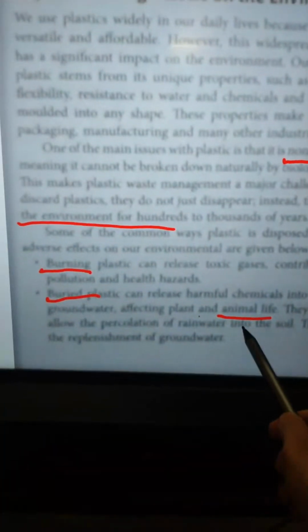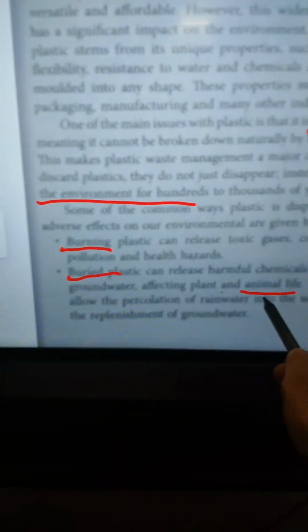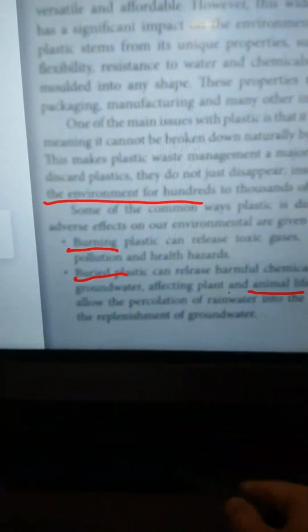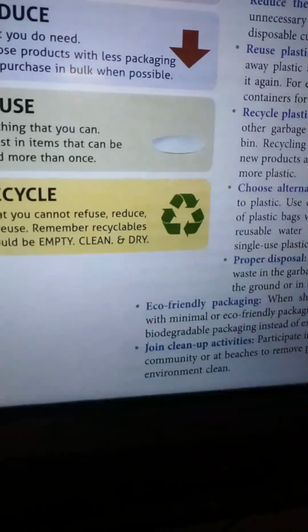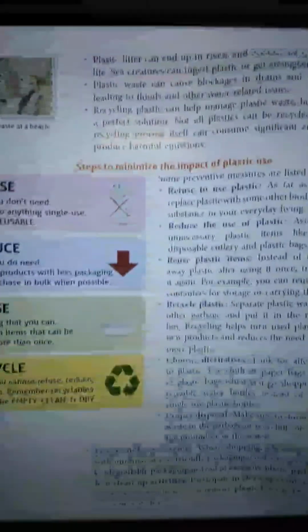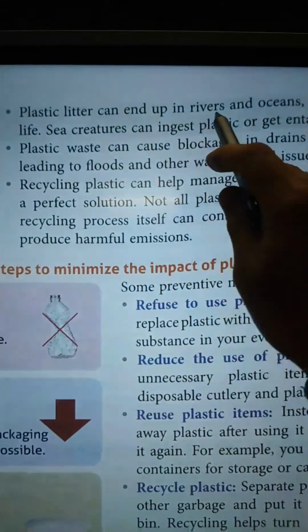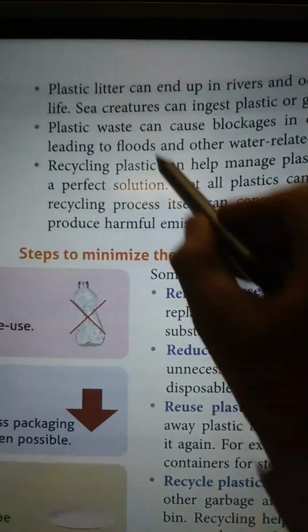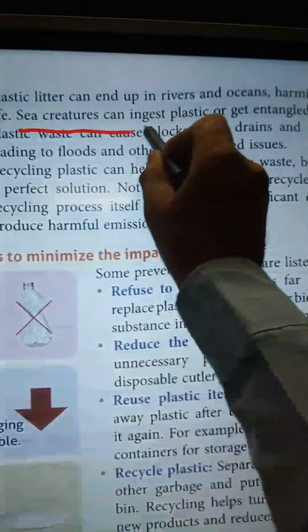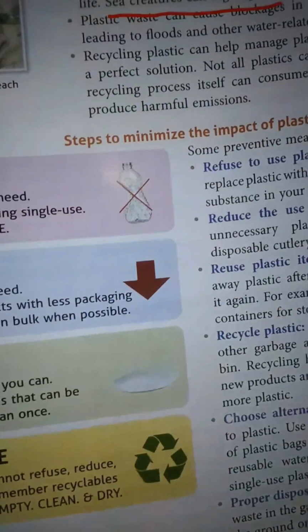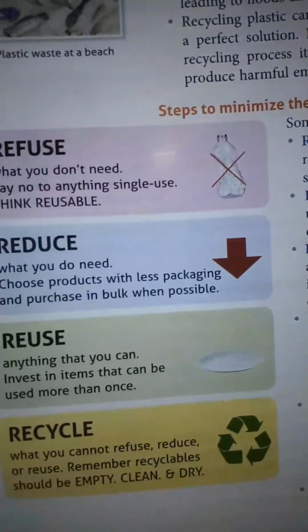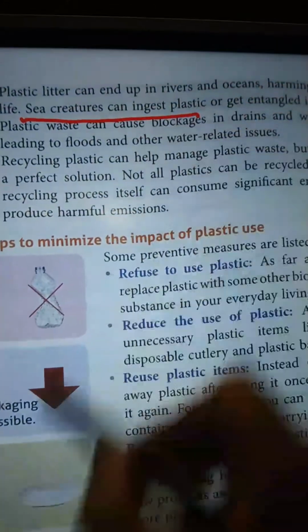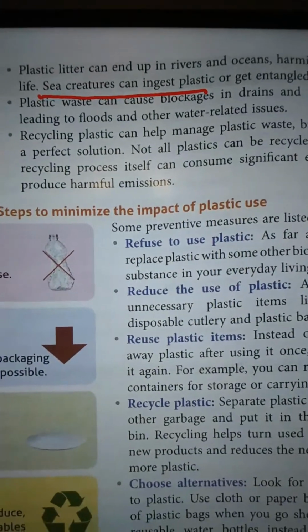Then here it is written, when you throw the plastic in water or in a river, it affects the plant and animal life in the water. It does not allow percolation of rainwater. Then the next very important point, plastic litter can end up in the river harming marine life. Sea creatures can ingest plastic, which means they will also eat it and they can get poisoned.